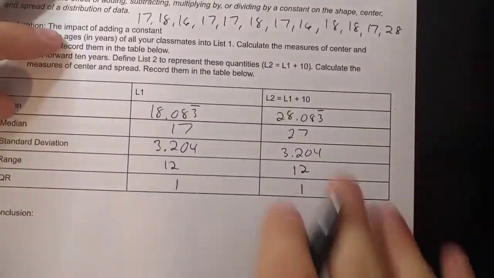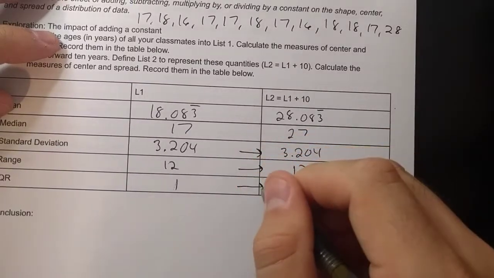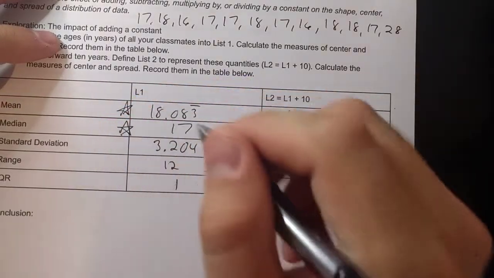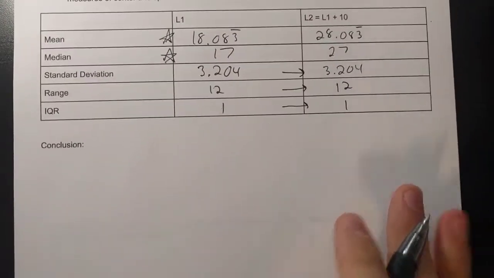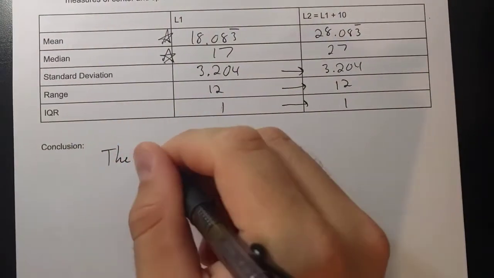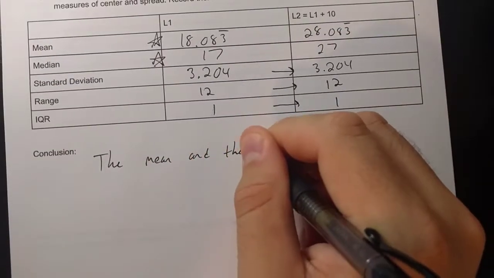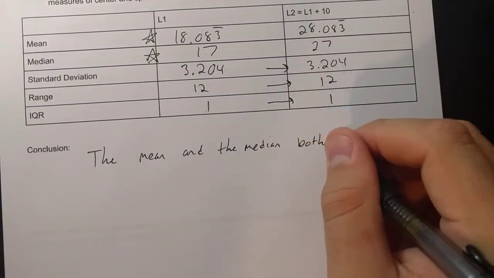Let's take a look. Things that didn't change: standard deviation, the range, and the IQR. Things that did change: these two, the median and the mean. So when you add, or even if you subtract, doesn't matter, a number or a constant, it actually shifts only the mean and median. And you'll notice that those are both measures of central tendency. So conclusion here, the mean and the median both increase by 10.